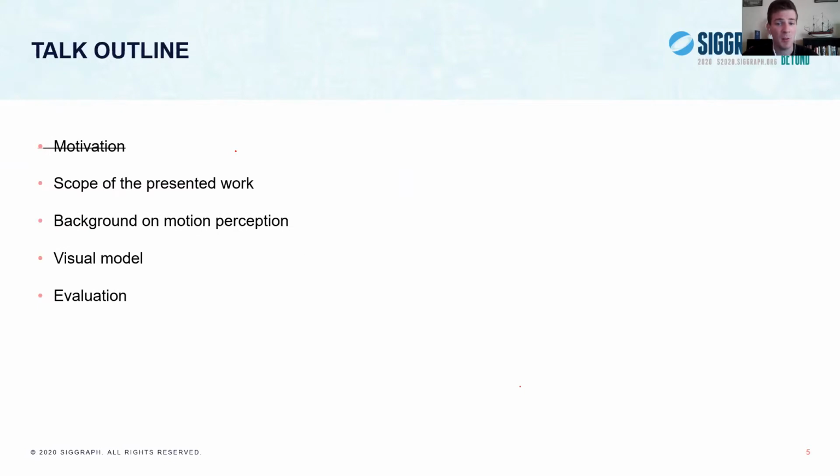First, I will explain the scope of our work before giving an overview of how we, humans, perceive motion. Then I will introduce the visual model we propose for predicting motion quality. Lastly, I will describe how we evaluated this model by driving the refresh rate resolution trade-off in a video game setup.